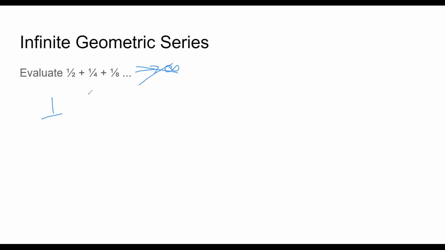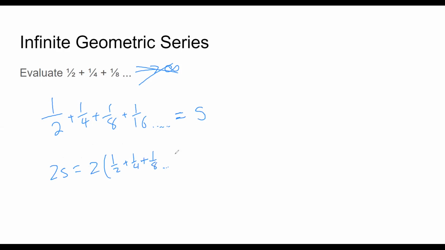So let's think about how we can solve this problem. We have 1/2, 1/4, 1/8, 1/16, and so on. As the rule of thumb whenever you're doing math problems, when in doubt, give this a variable. So let's call this sum s. Well, let's try something. Let's take 2s. 2s will be 2 times 1/2 plus 1/4 plus 1/8, and so on. This will come out to 1 plus 2/4 plus 2/8, and so on, which is going to give us 1 plus 1/2 plus 1/4, and so on.